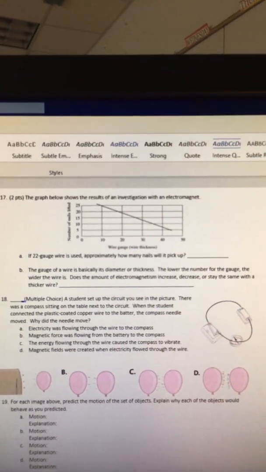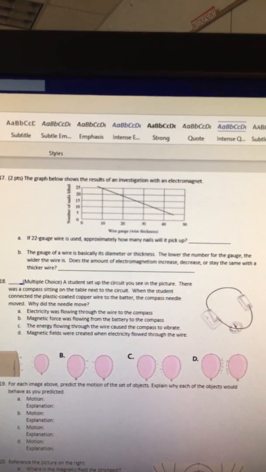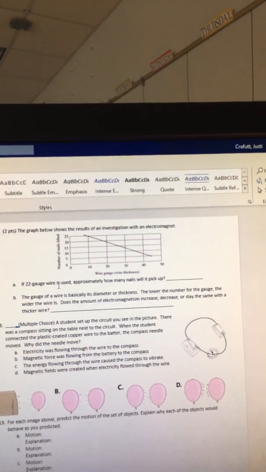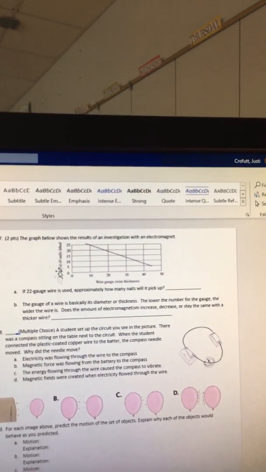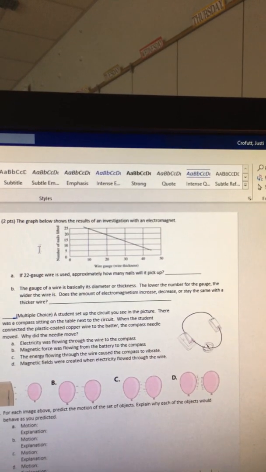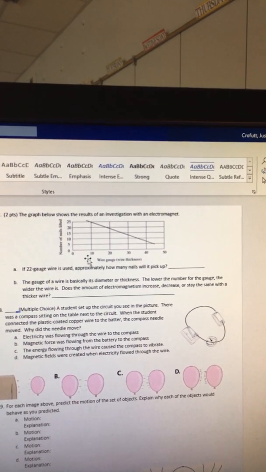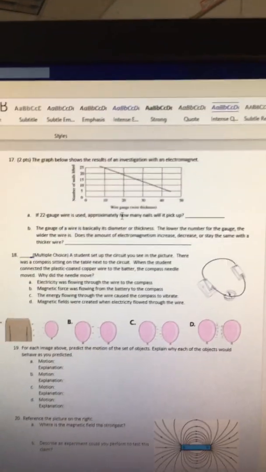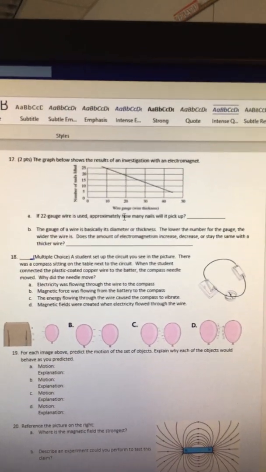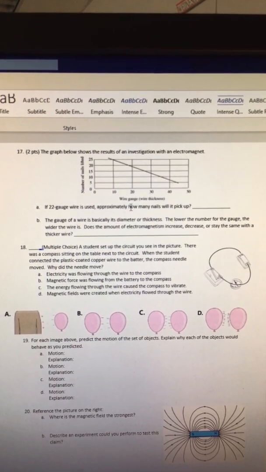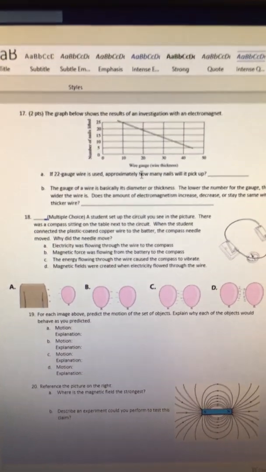Okay. Number 17, again, you're looking at a graph that describes electromagnets. You're talking about, on your x-axis, the gauge of wire. So that's how thick a wire is. And then the number of nails lifted. So how many things did that electromagnet pick up? Gauge of wire, like I said, is thickness. The lower the number, the thicker the wire is. So if you guys have ever known anything about getting your ears pierced and the gauge of piercings, the lower the number, the thicker the wire. Okay, so answer those 2 questions.